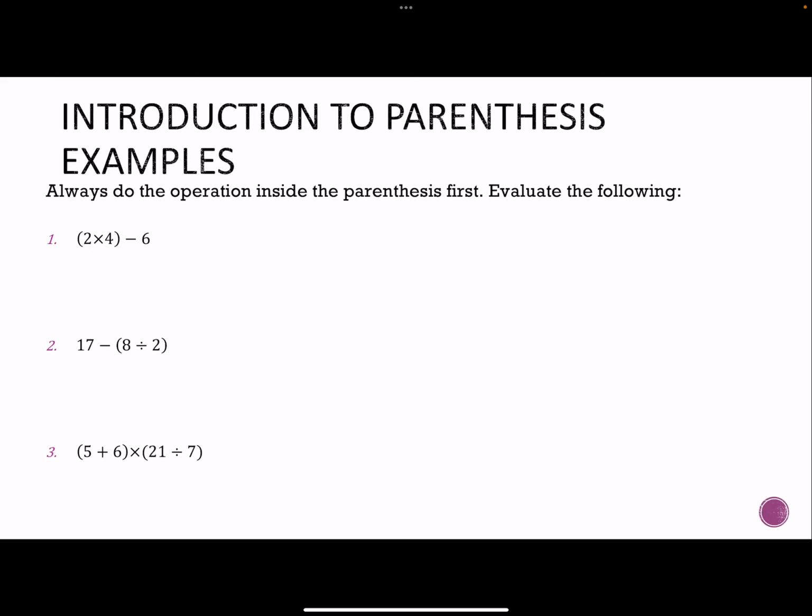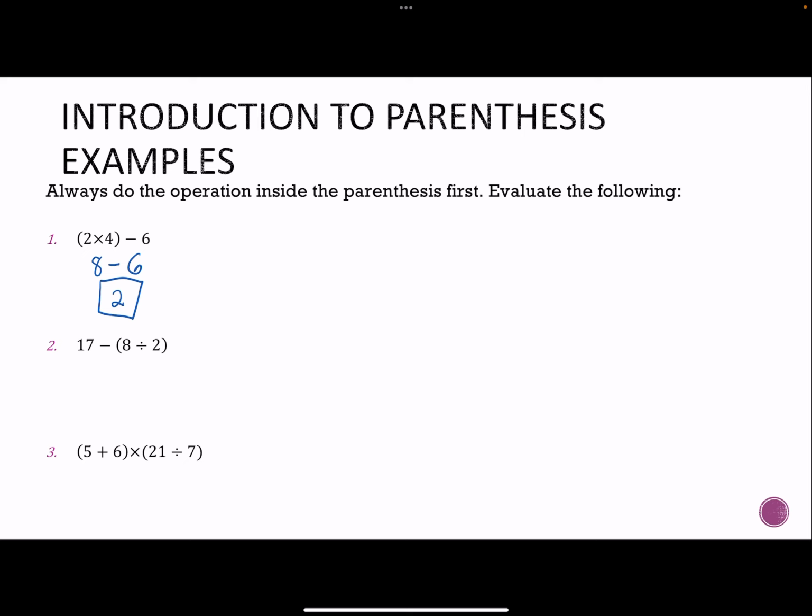So here are some introduction to parentheses examples. Remember, we always want to do the operation inside the parentheses first. Let's evaluate the following. For problem 1, I have 2 times 4 in parentheses, minus 6. Because 2 times 4 is in the parentheses, I'm going to take care of it first. I've got 8 minus 6. 8 minus 6 is 2.